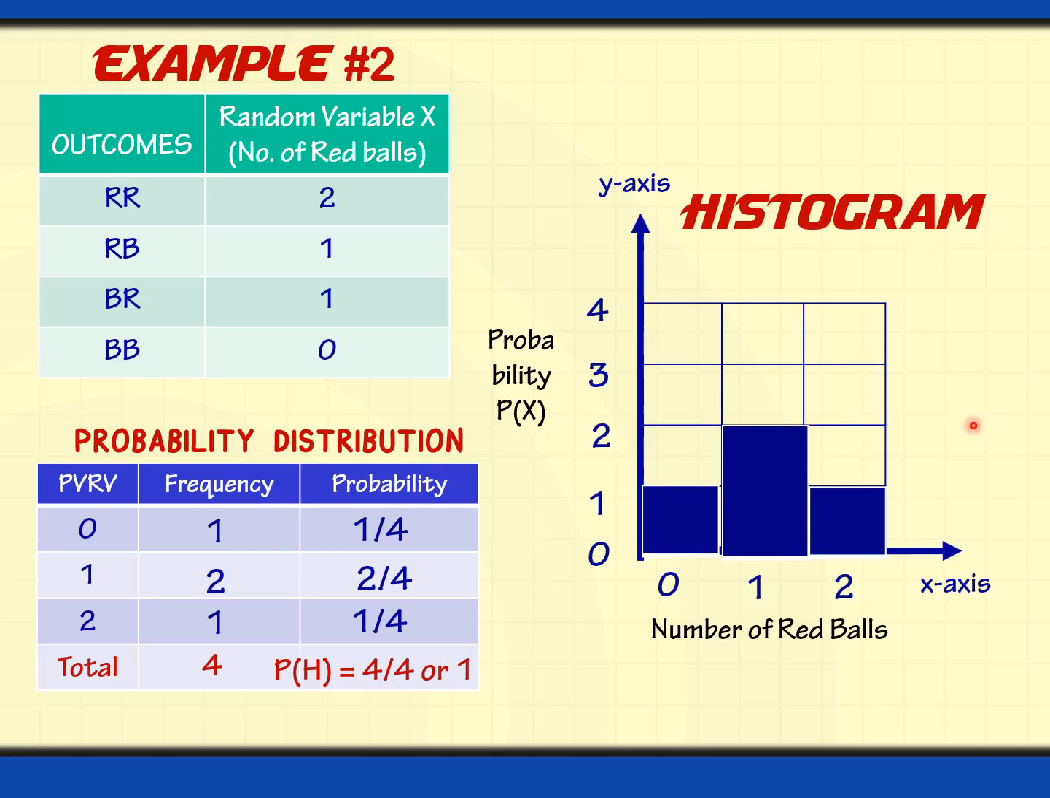Okay, any question? I hope that the first 2 examples are clear. So that is how you construct a discrete probability distribution.